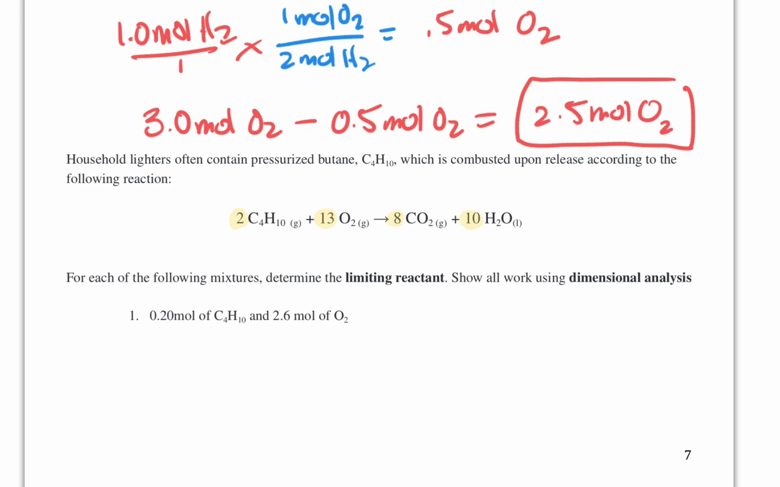So in the first situation here, we have 0.2 moles of butane gas and 2.6 moles of oxygen. Pause the video and try to determine which of those two will be the limiting reactant in this mixture.